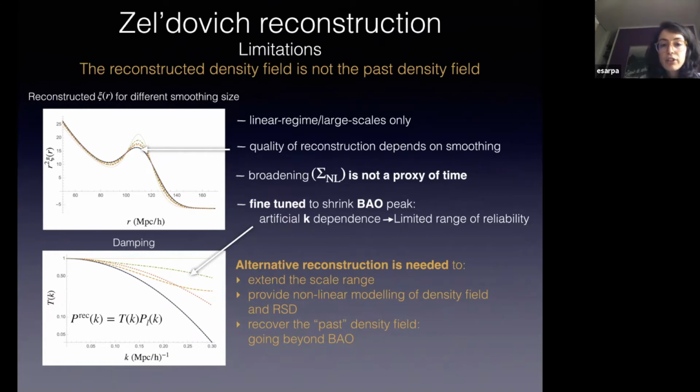the Zeldovich technique has some intrinsic limitations. In particular, it is really limited to large scales, and also the quality of the reconstruction itself depends on the smoothing scale.